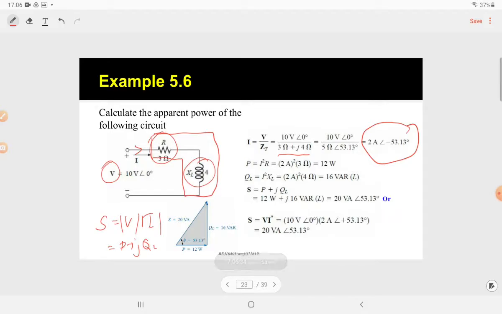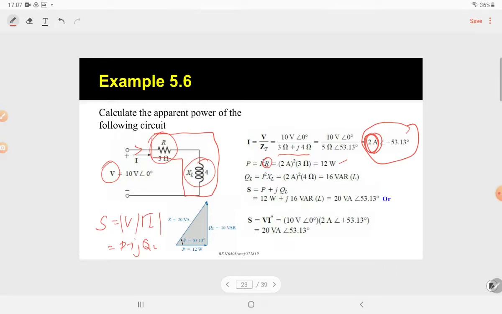From here we can calculate the value of power. Power is equal to I squared R. We just take the magnitude of I over here, which is 2, so 2 squared times R, which is 3, is equal to 12 watt. Remember, power P is the real power, that's why it is I squared R.